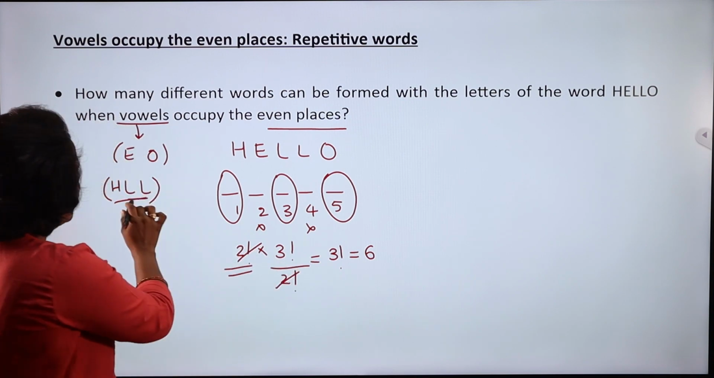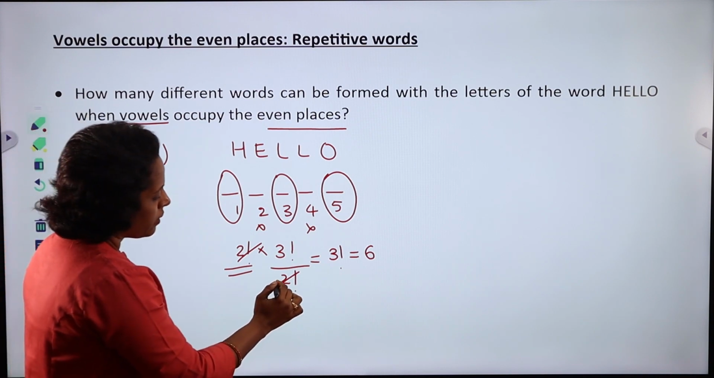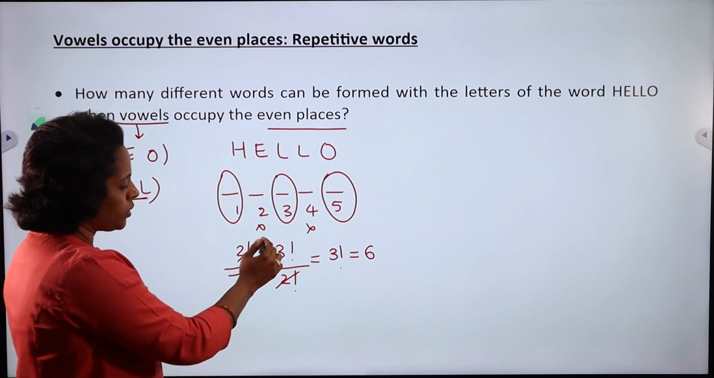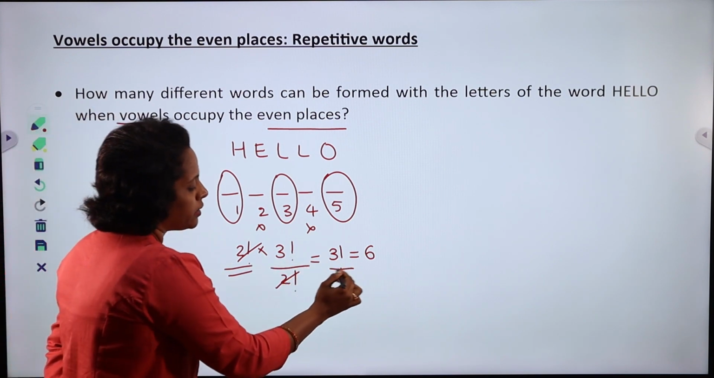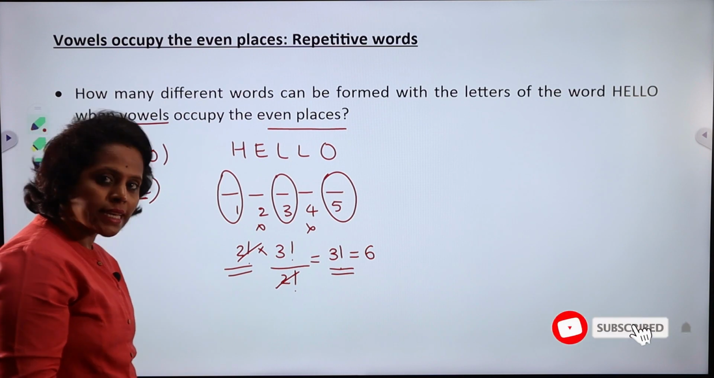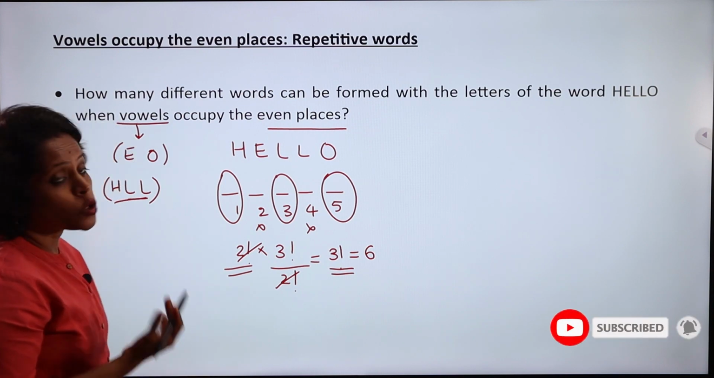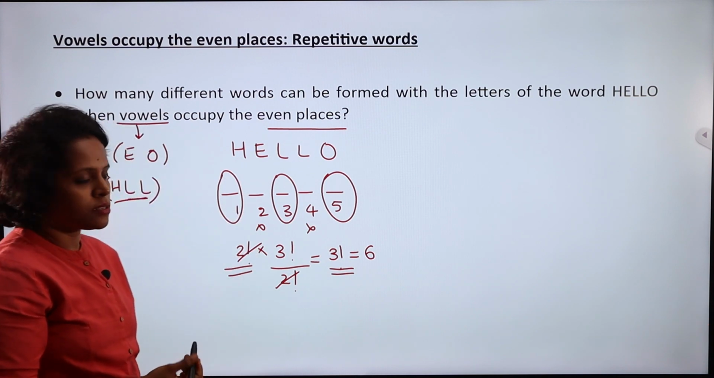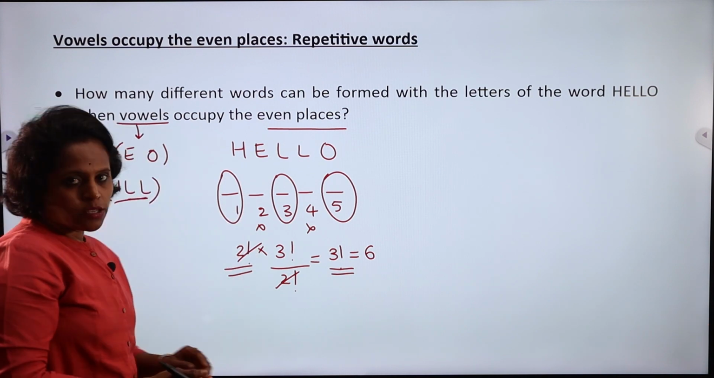Divided by L is repeated twice. So we have 2 factorial in the denominator. Both get cancelled. We are left with 3 factorial, which is equal to 6. So in 6 words, we have vowels occupying the even places. Let's see the next question.